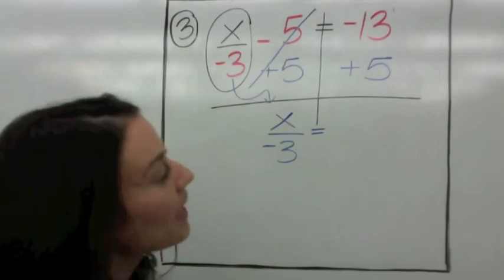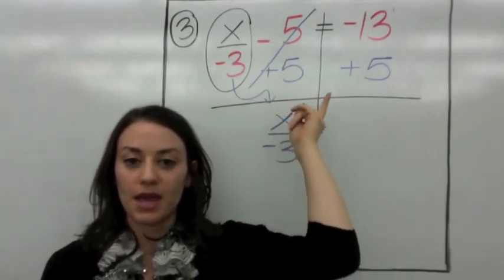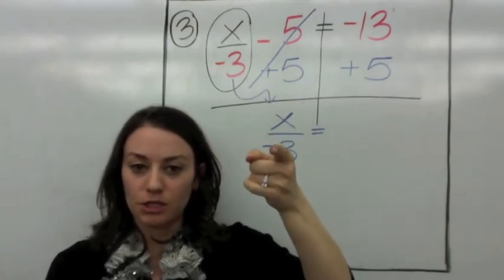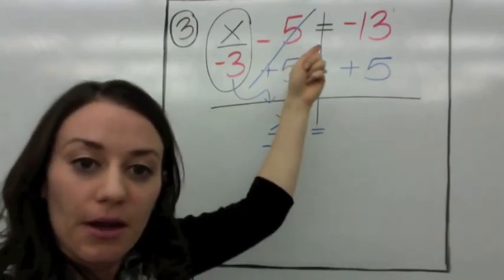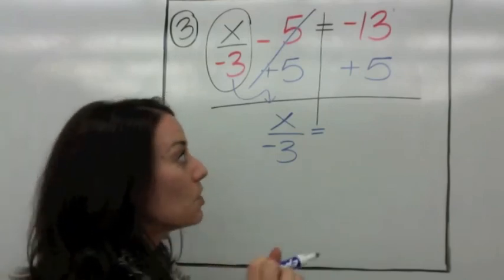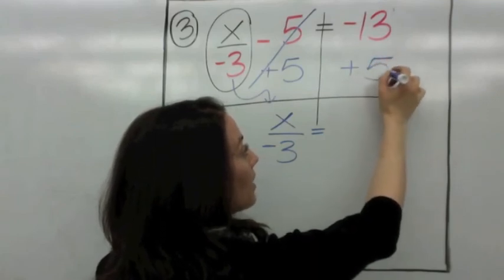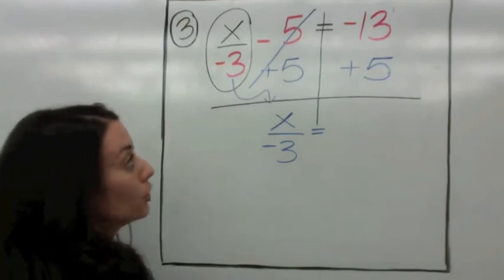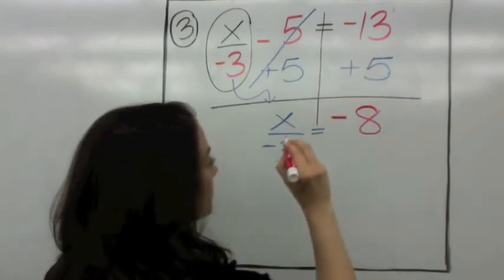Let's figure this out. Negative 13 and a positive 5. Do they have the same signs or different signs? Different signs! What do you do with different signs? You subtract and keep the sign of the higher number, right? So what is 13 take away 5? Remember, you can use touch math if you want. You can count back and say 13, 12, 11, 10, 9, 8. Keep the sign of the higher number, which is negative 13. So we have a negative 8.